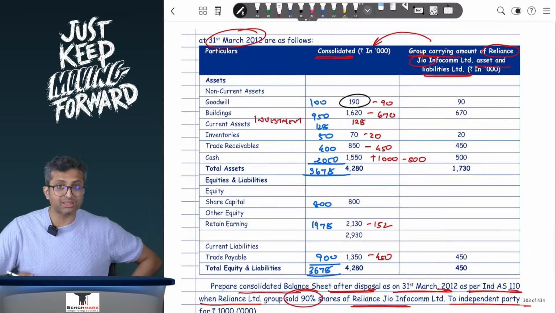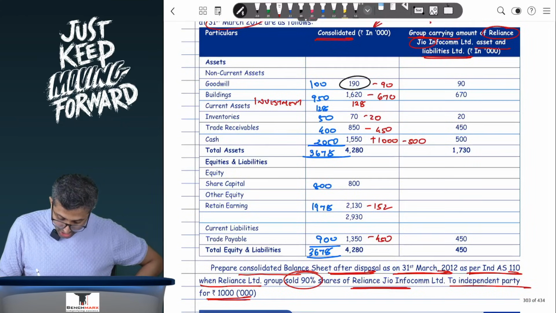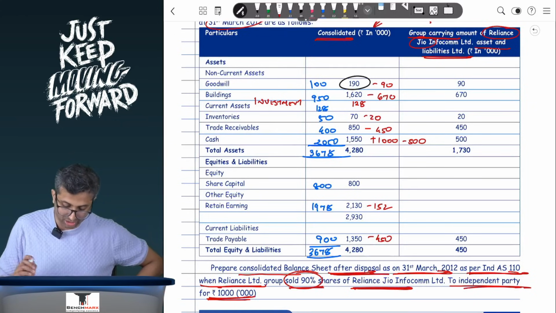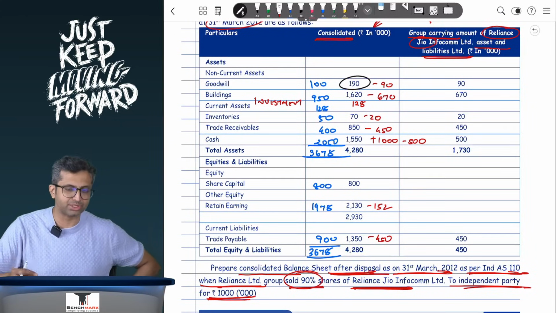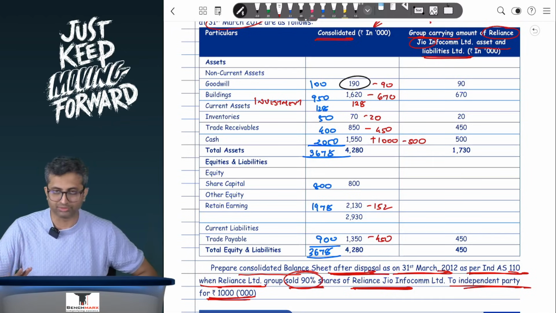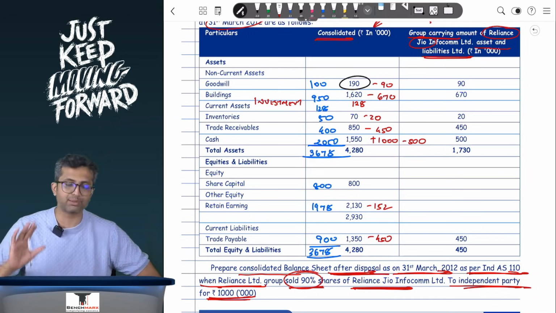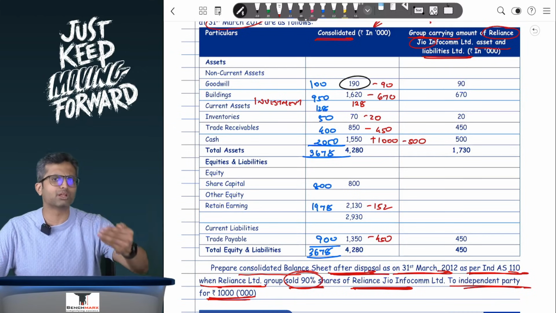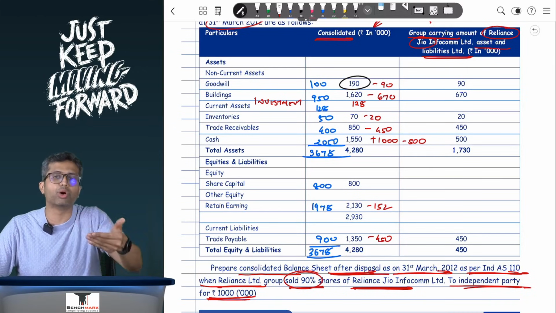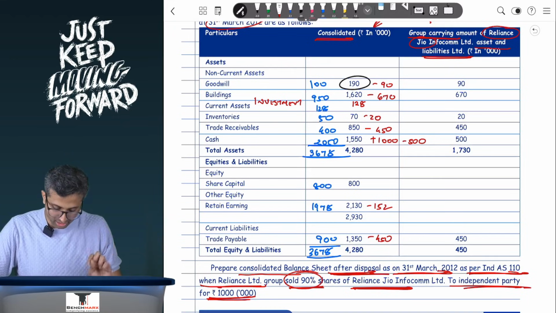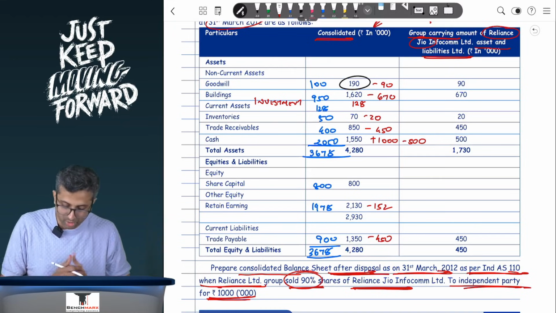So you have this big balance sheet and you have been told to prepare the balance sheet after disposal as per Ind AS 110 when Reliance sold 90% of shares in Jio to an independent party for 1,000. Now these were wholly owned subsidiaries, which means I am holding 100% in each of them and I am selling 90%. That means there is a loss of control, but I am retaining a 10% stake. Now they have not told you what method to be followed, in which case we will assume that we will follow the proportionate method.